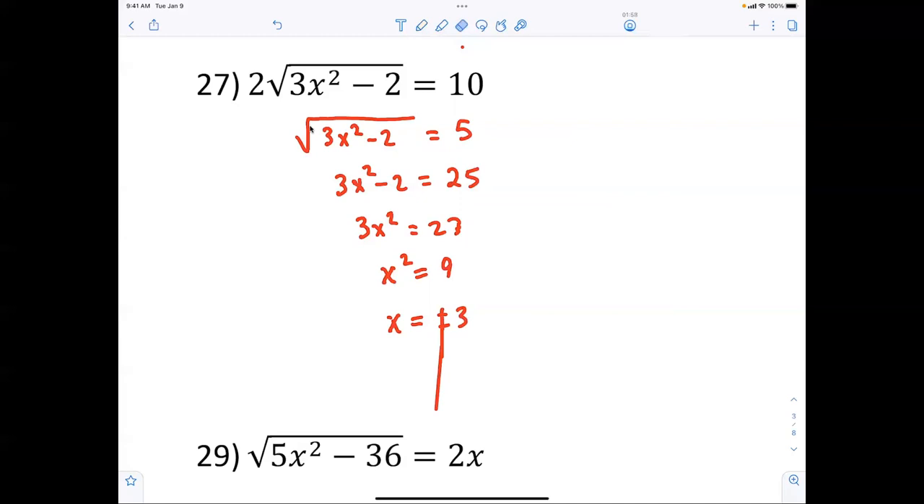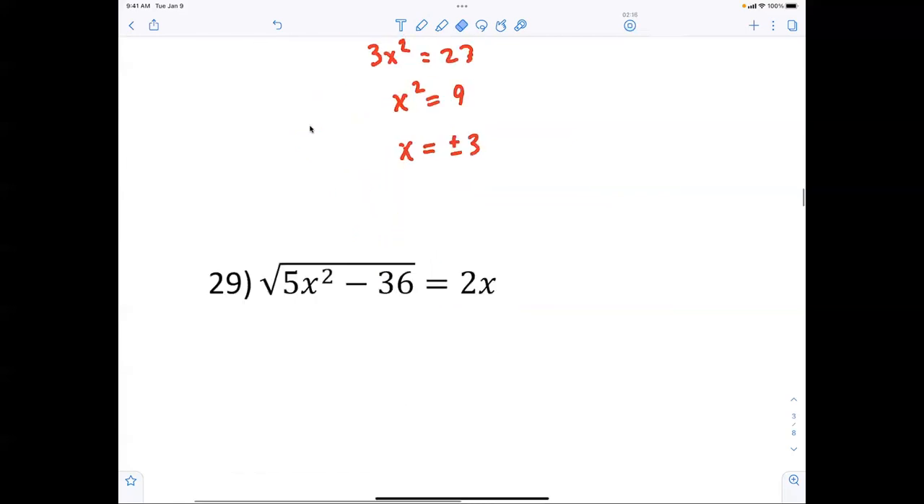That's perfect. All right, some of you paying attention. It feels kind of nice. All right, plus or minus 3. That's all there is to it. Just working backwards. That's it. All right, a little bit harder now.